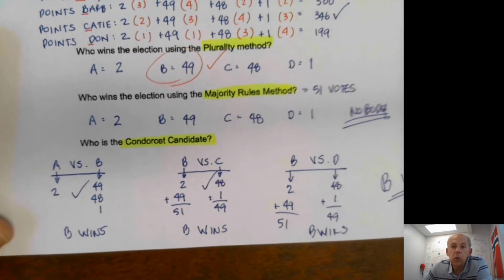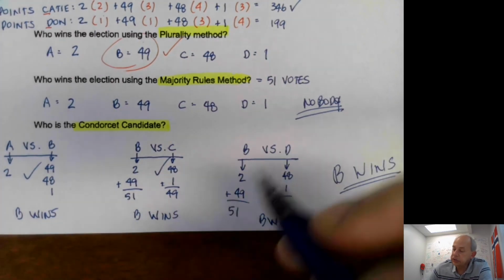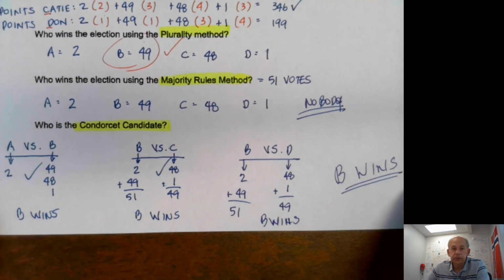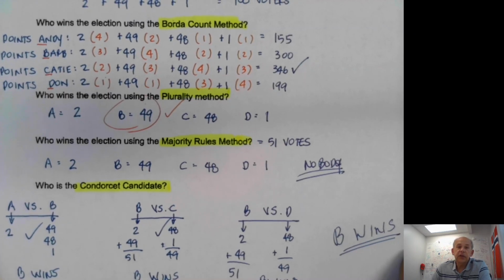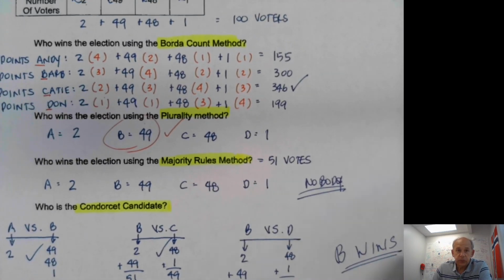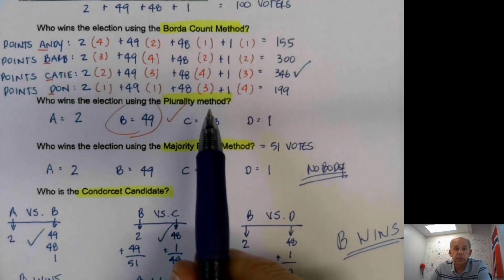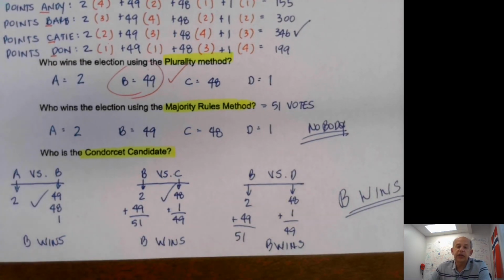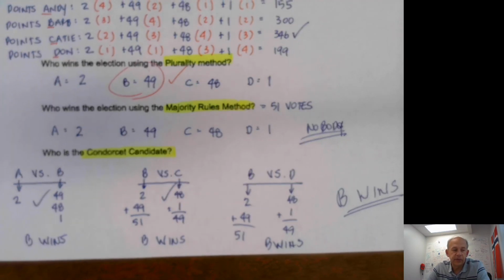So Barbara wins the election because Barbara has defeated all of the candidates head-to-head. Barbara is the Condorcet candidate. So, reviewing this, it depends what method is used. Borda count, Katie won. Plurality, Barbara won. Majority rules, nobody wins. And Condorcet candidate, Barbara wins. So there is how you do all of the different voting methods.